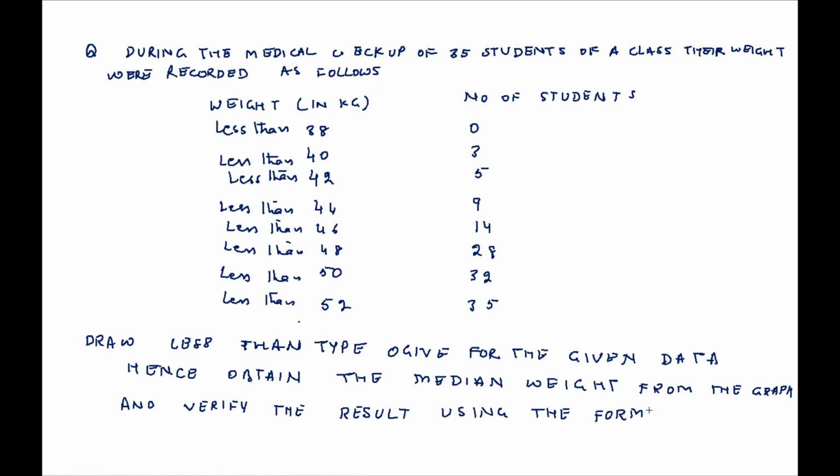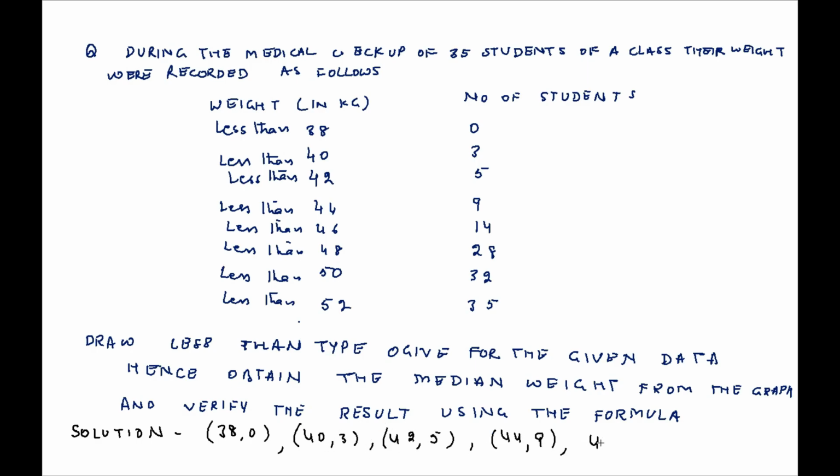First, you have to draw the ogive, less than type. Second, you have to find the median weight from the graph. Third, you have to verify the result using the formula. Its solution is, in order to draw the less than type ogive, you have the coordinates 38 and 0, 40 and 3, 42 and 5, 44 and 9, 46 and 14, 48 and 28, 50 and 32, 52 and 35.